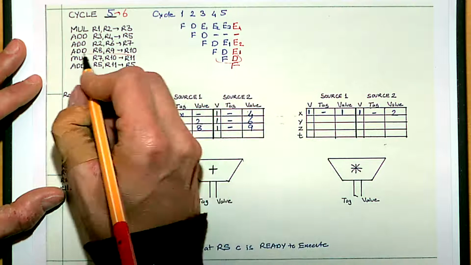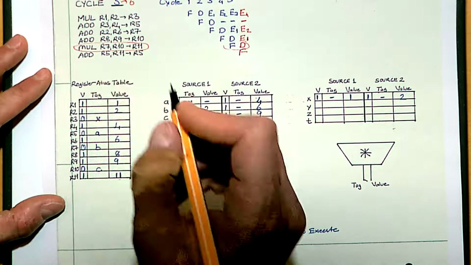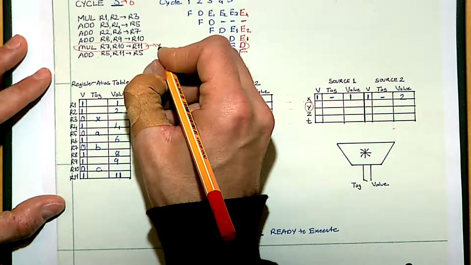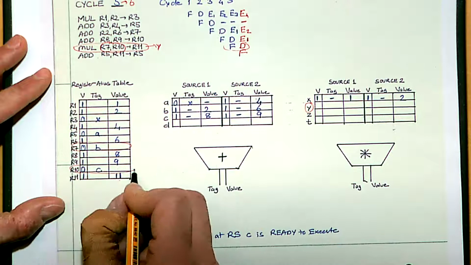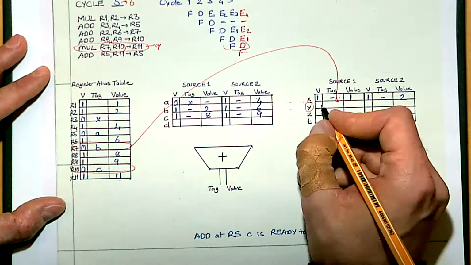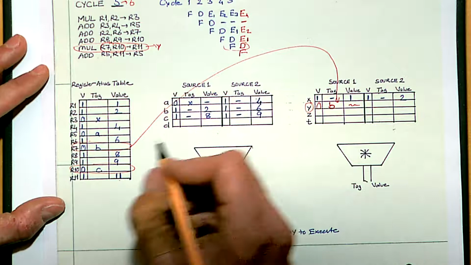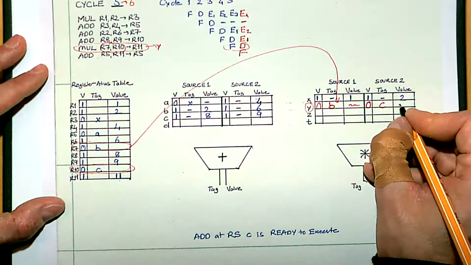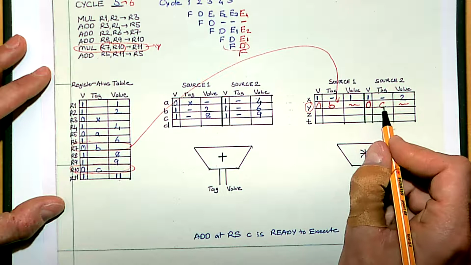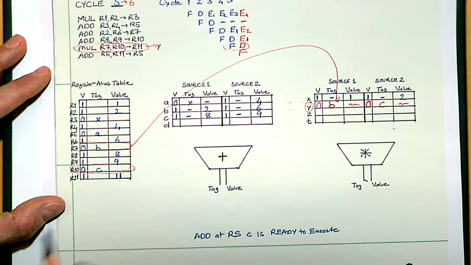Multiply R7, R10 into R11. So the first step allocates a reservation station entry, which is Y in this case, so R11 will go into Y. We're going to source the registers R7 and R10. Well, look what happened here. R7, valid bit is 0, tag is B, value we don't care, because it's going to be produced by the instruction that's currently executing, that happens to be in reservation station B. And R10, valid bit is 0, tag is C, value is squiggly, because it's not ready. And the value is going to come from the instruction that's in reservation station C, which has also started executing in this cycle.